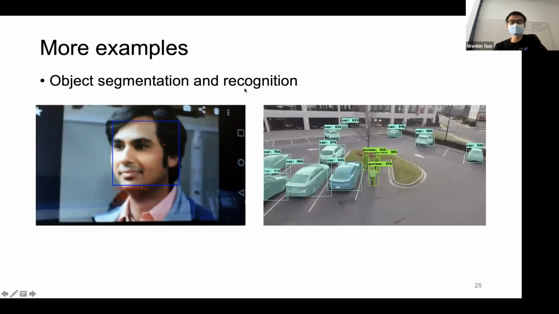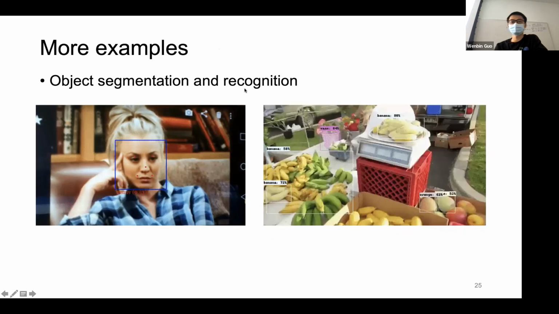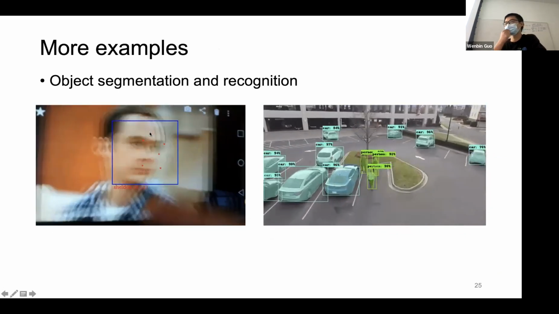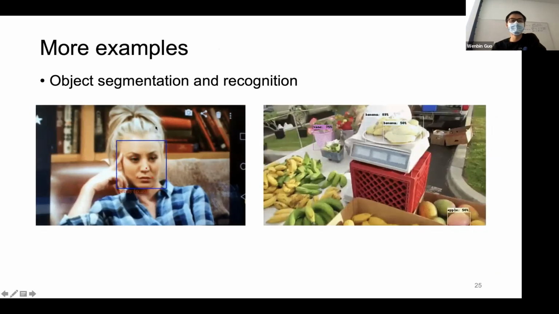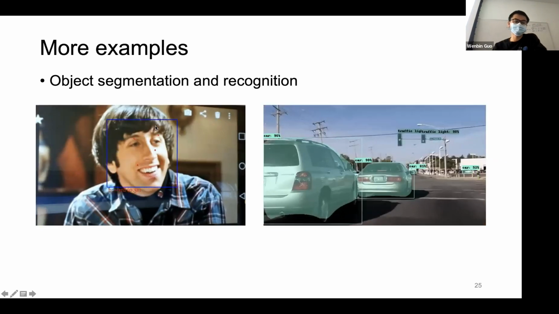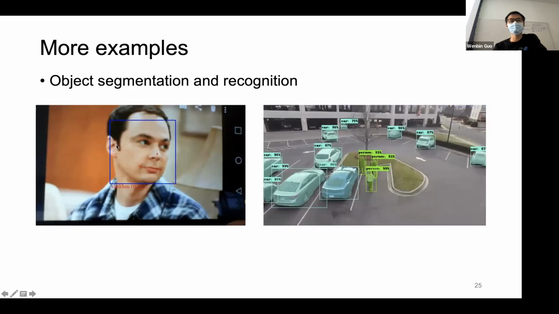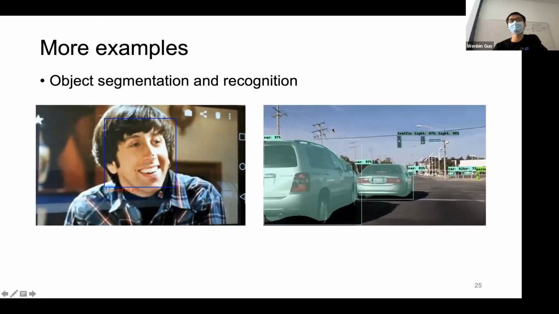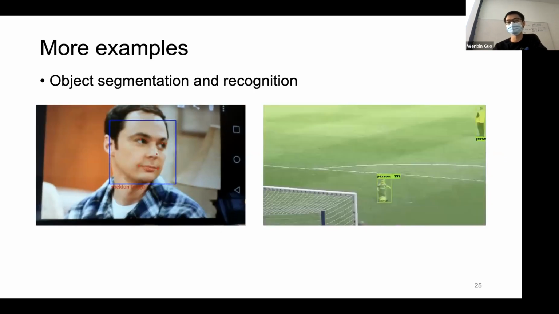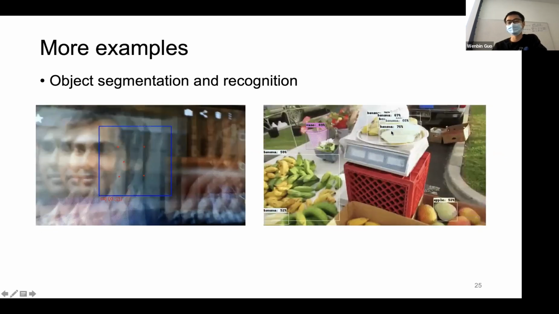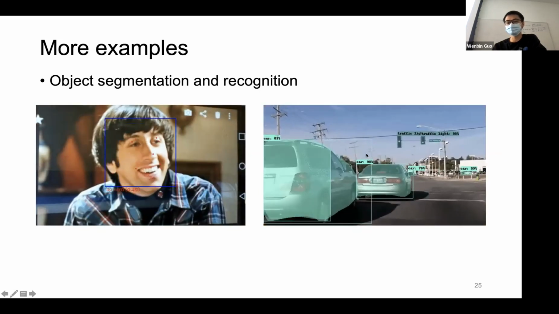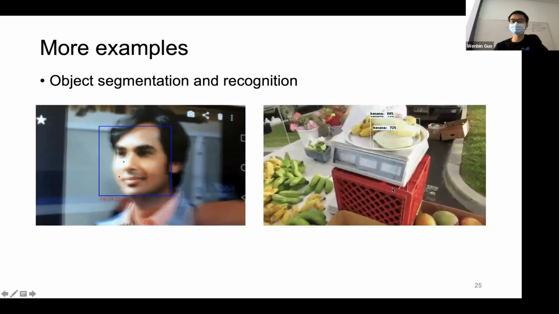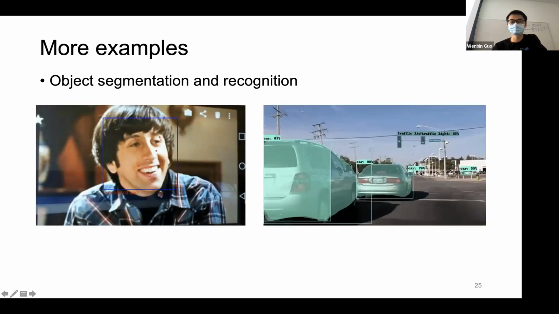More examples are about object segmentation. Like on the left, with this big one, we can train a machine learning algorithm to tell which person this guy is. And on the right, we input a video, and the machine can try to segment each object in the video and recognize it, like a multi-object recognition problem.